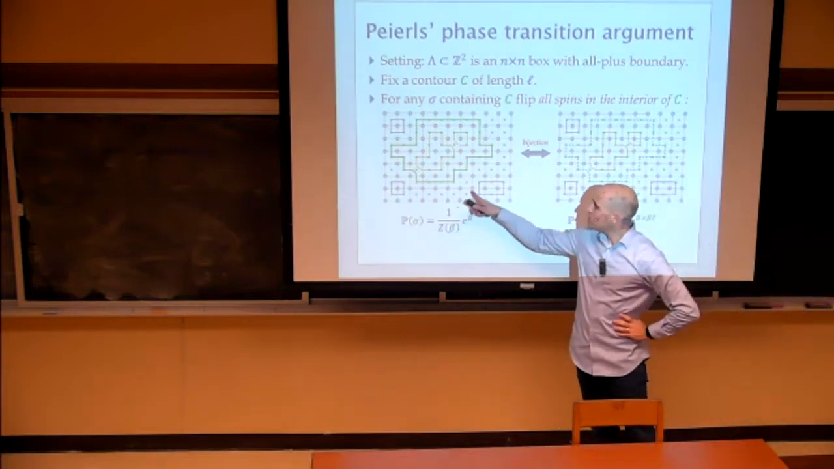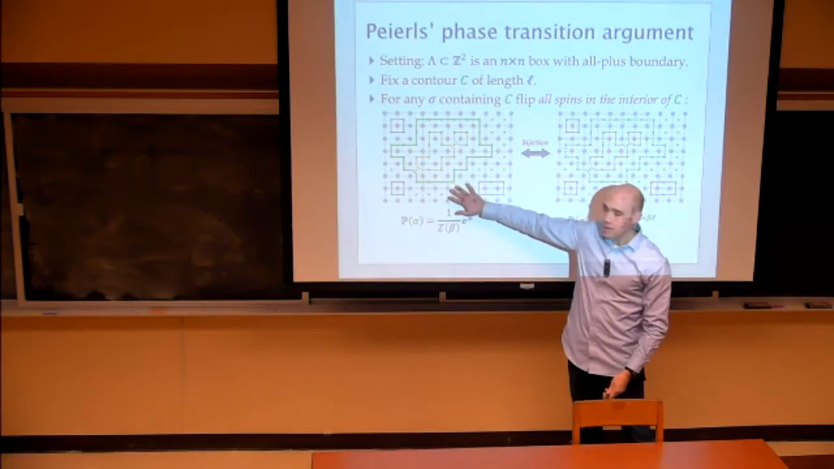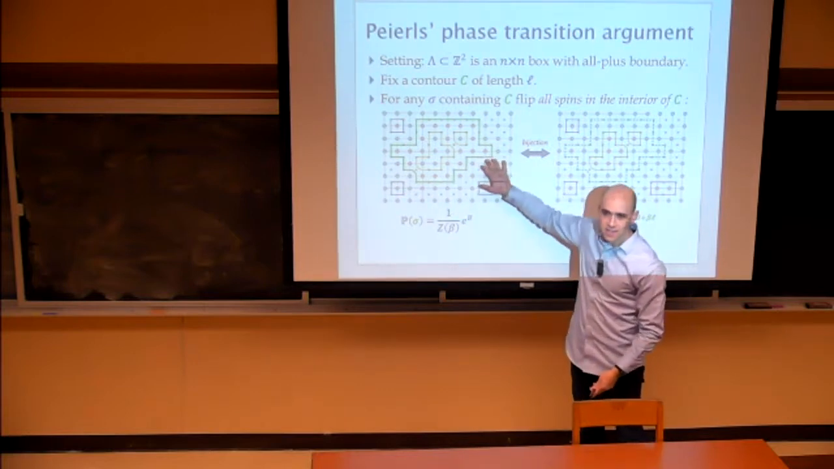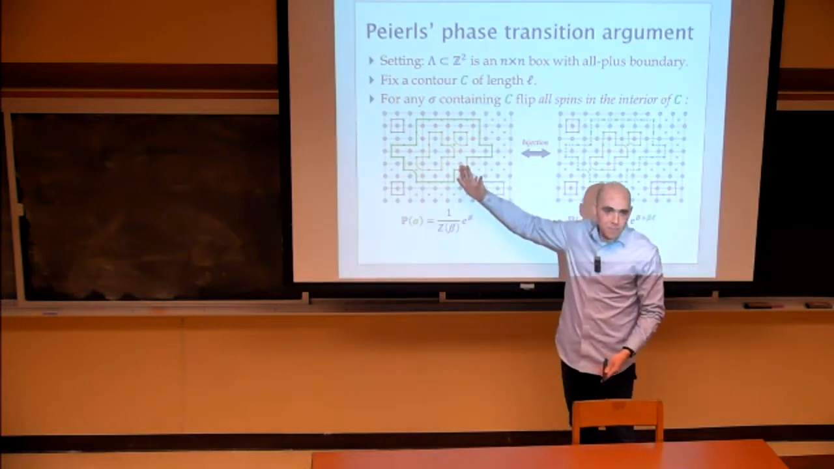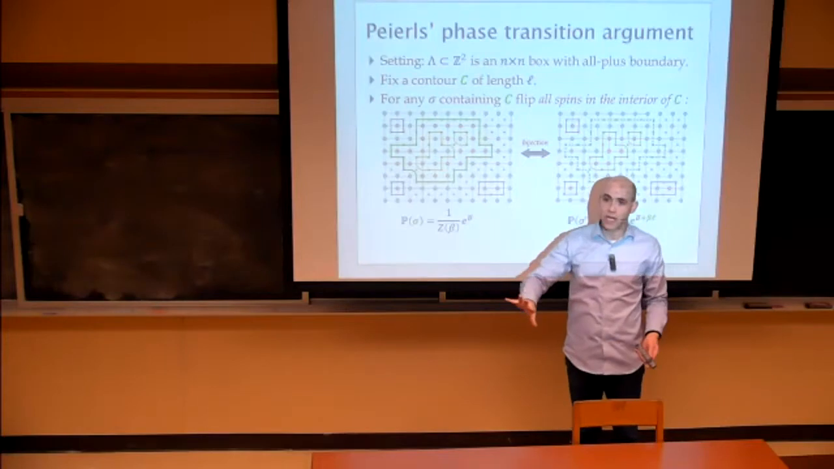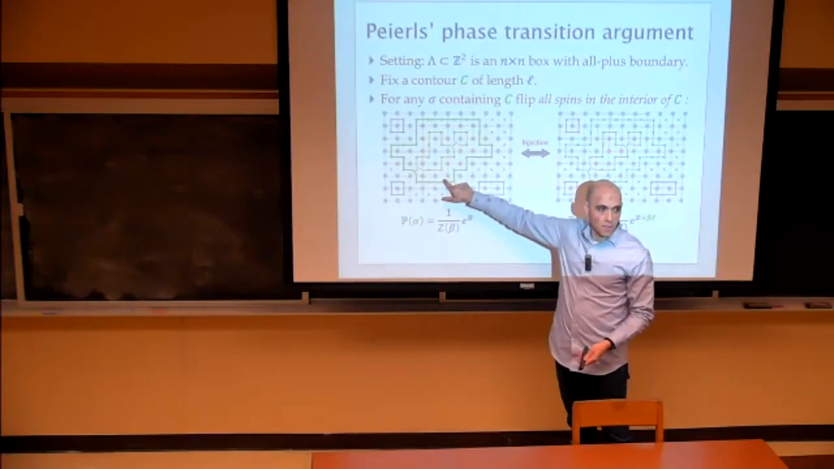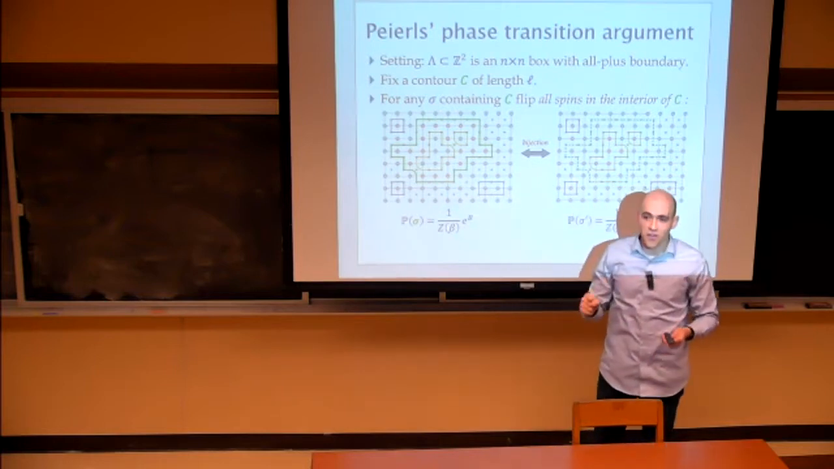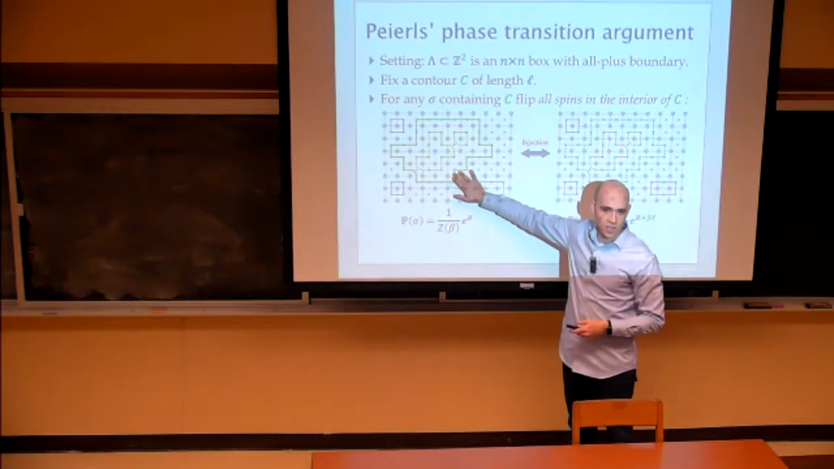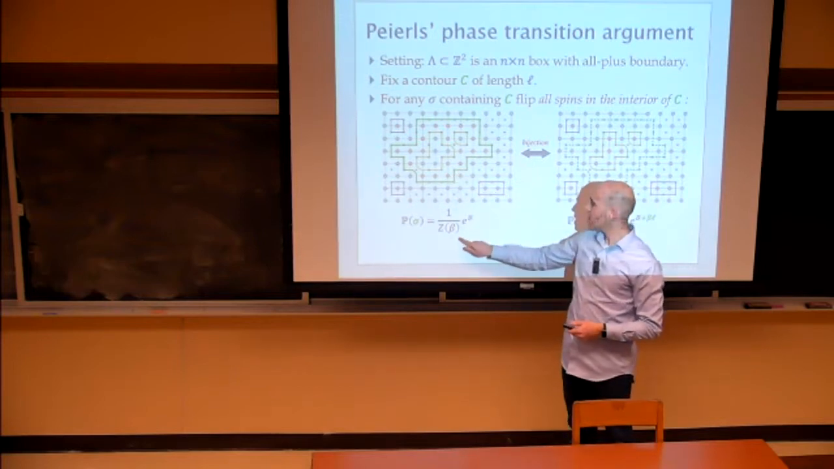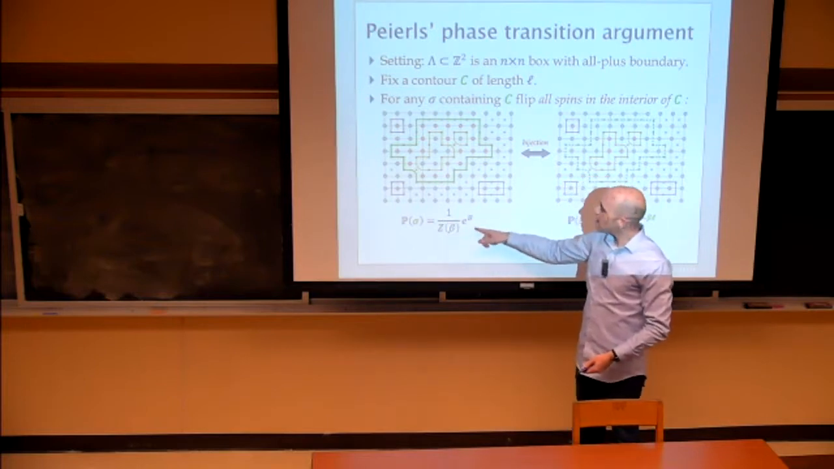Suppose that sigma was a configuration that actually had this C as a contour. The map works on any configuration. It doesn't need to look like this. But let's just think of the effect of this map in case it so happens that C was a contour in this configuration. Then the original probability was 1 over the partition function times e to the something.